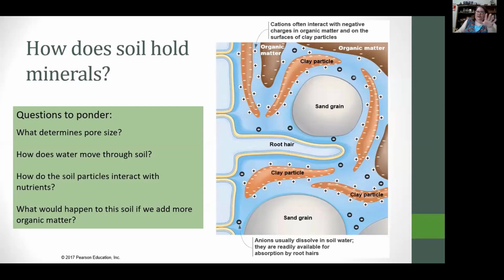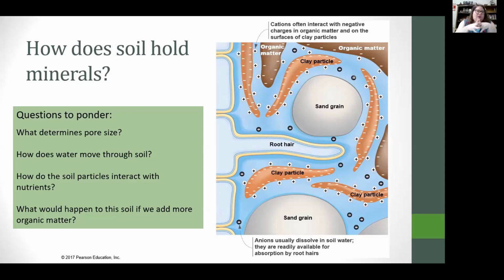You'll notice on this graphic that I've pulled up a zoomed-in view of what's happening in a soil. We've got our sand grain, and we've got some clay particles. Silt's not represented on here, but you can imagine the silt as being halfway between those two in size. And what you'll notice is the scale of the root hair as well. And then you can also see some organic matter up here.